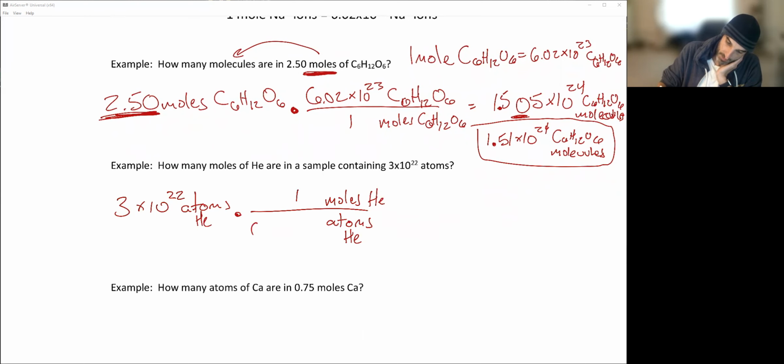So 1 mole of helium is equivalent to 6.02 times 10 to the 23rd. That's a 3. Here we go, and we do the math. Again, I didn't cancel before, but let me do it now. Moles cancels, and helium atoms cancel, and I'm left with moles of helium. And we end up with, let's see, 0.05 moles.